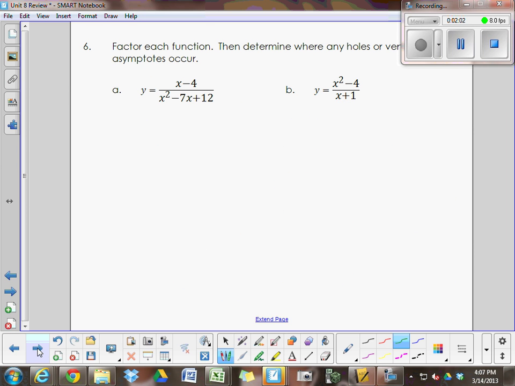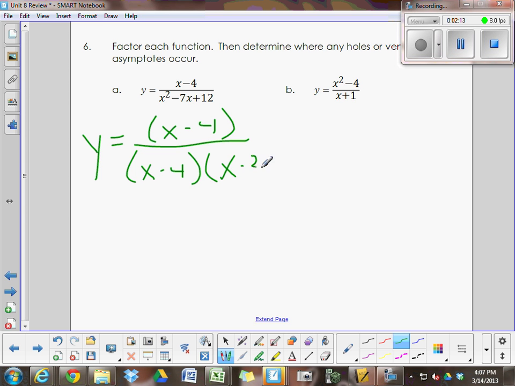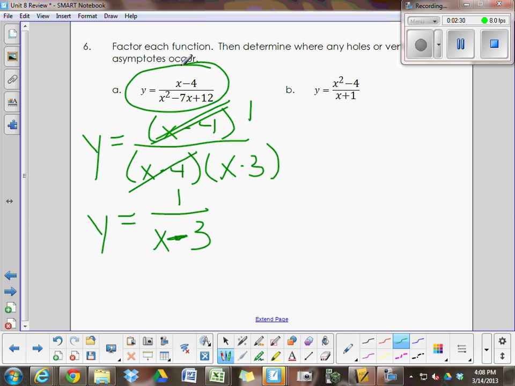For number 6, we want to factor, and let's see here. On the top, we have an x minus 4. On the bottom, I think we're going to have an x minus 4 and an x minus 3. These two factors cancel, creating a hole. When you completely cancel the numerator, we need to keep a 1 up top, so the function reduces to 1 over x minus 3. So basically, this function and this function would be replicas of each other.